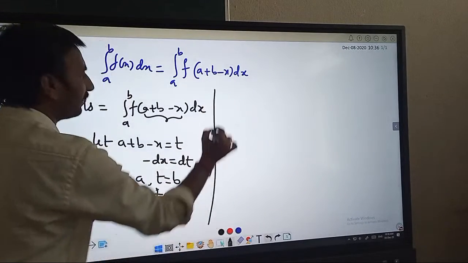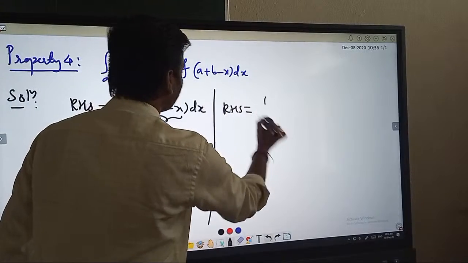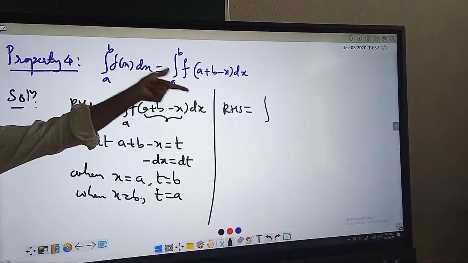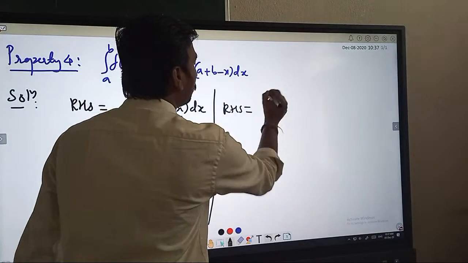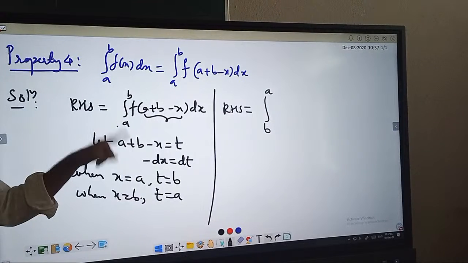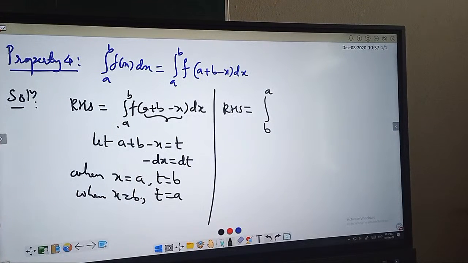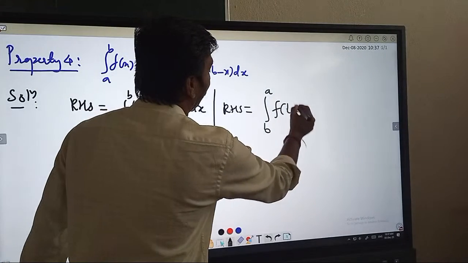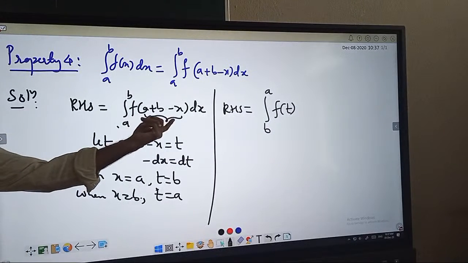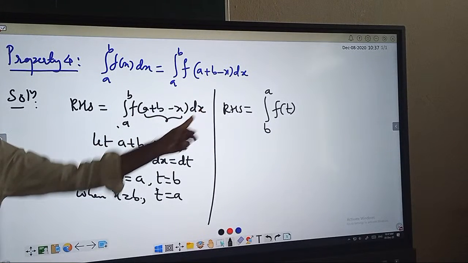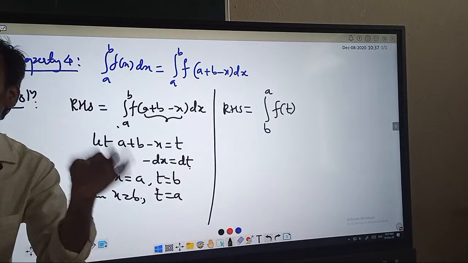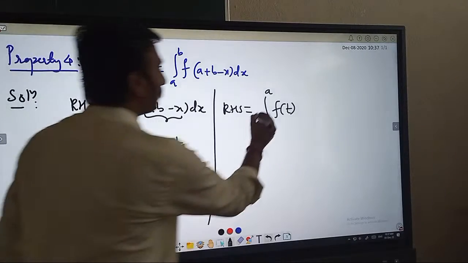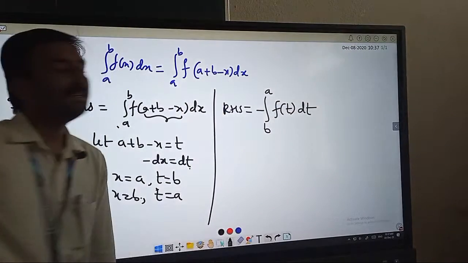Now, very important thing, the RHS takes the form of integration from a to b. This value becomes integration from b to a. Not a to b, it's b to a. Why? a becomes b, b becomes a. The limits change. And also very important, this whole expression I have taken as f of t. What is dx you got here? This minus dx equal to dt, so dx equal to minus dt. So I write minus outside, into dt.